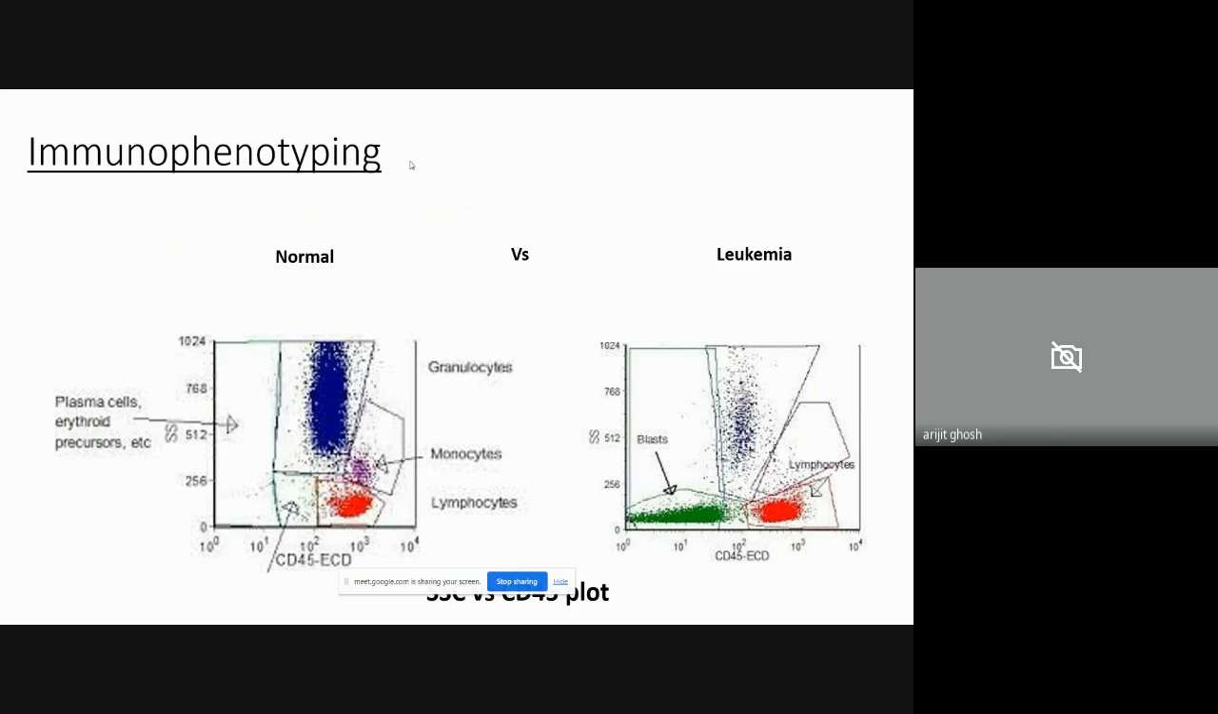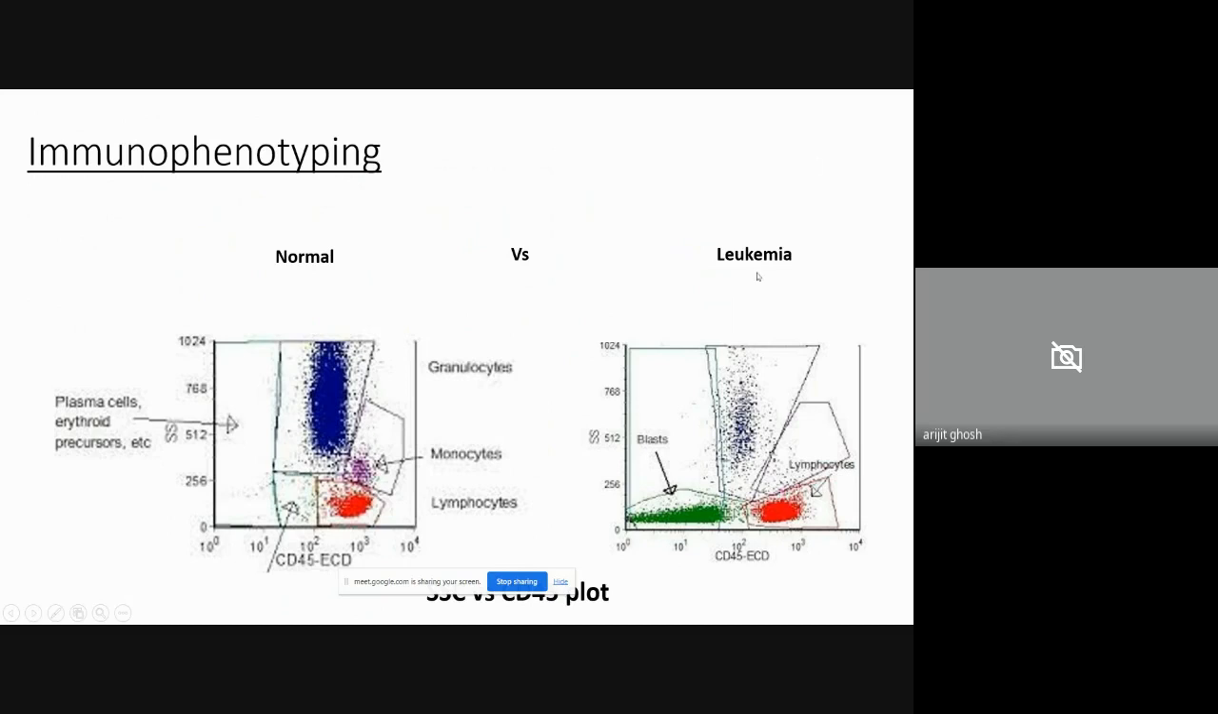Here you can see there are two different dot plots, which are CD45 versus SSC plots. This is the plot of a normal sample. There are no blasts. Mainly there are three populations: lymphocytes, monocytes, and granulocytes. So this is a normal picture.